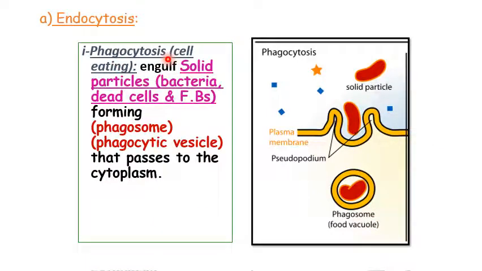So, what's the meaning of phagocytosis? Cell eating. I'm engulfing solid particles, bacteria, dead cells, foreign bodies, food, forming a phagosome or phagocytic vesicle that passes inside the cytoplasm.